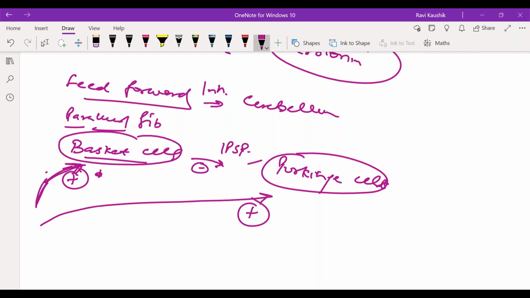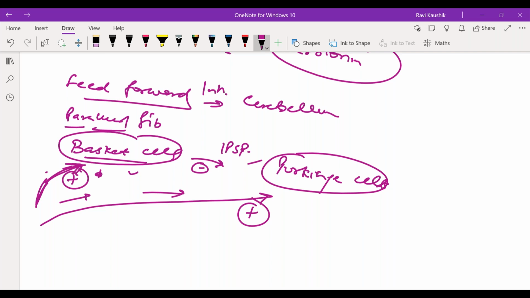The same stimulatory fibers are giving positive signals to the Purkinje cells. So ultimately, to control this Purkinje cell excitation, basket cells come into the picture and do feed forward inhibition of the Purkinje cell. So basket cells are involved in the feed forward inhibition. They help in limiting the duration of the excitation which can be produced by one afferent impulse. Okay. So this is about the feed forward inhibition in the cerebellum.